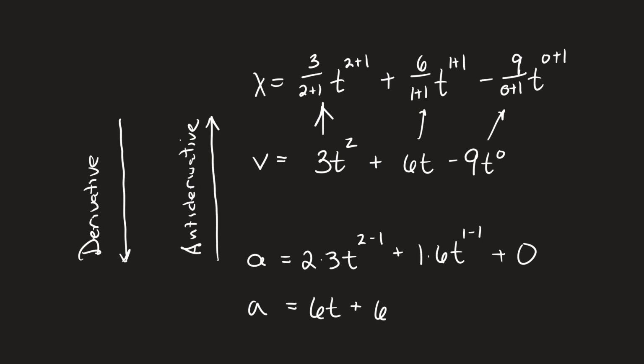But remember, whenever you take the antiderivative, you must add a constant. Now let's clean this up. This is 3 divided by 3, or t to the 3rd power. This is 6 divided by 2, so 3 t to the 2 power. This is 9 divided by 1, so just 9 t plus a constant.